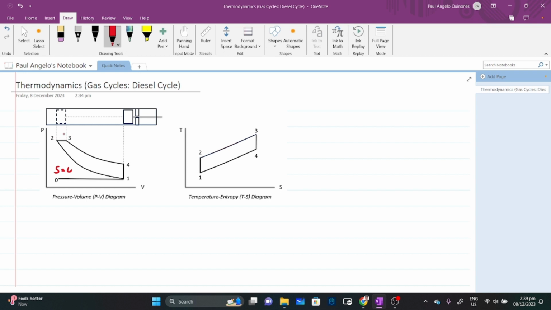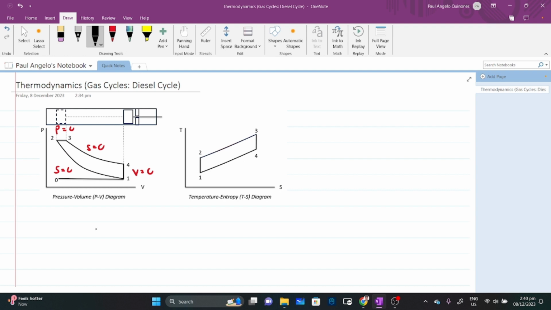Next, from 2 to 3, we have a constant pressure process, so P is equal to C. From 3 to 4, this is not a straight line, but in the TS curve, it is represented by constant entropy, so therefore that is an isentropic relation. From 4 to 1, it is represented by a straight vertical line, which is represented by V or an isochoric process. It is very important for us to determine first the process that the cycle undergoes before deriving the equations.